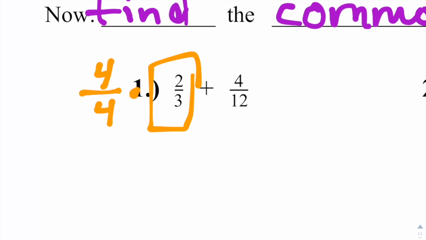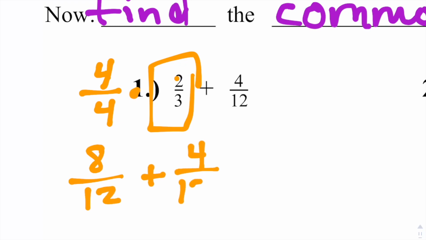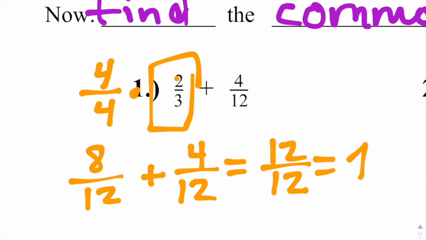So all I'm doing to this is multiplying 2/3 by 1. 4 over 4 is 1. So I'm not changing the value of that fraction or that term. So if I go 4 times 2, that gives me 8. And 4 times 3, that gives me 12. And now I have plus 4/12. As you can see, I now have a common denominator of 12. And I can just add it across. And I know that my answer is going to be in twelfths. And 8 plus 4 is 12. And look at that, I can reduce that fraction to 1.